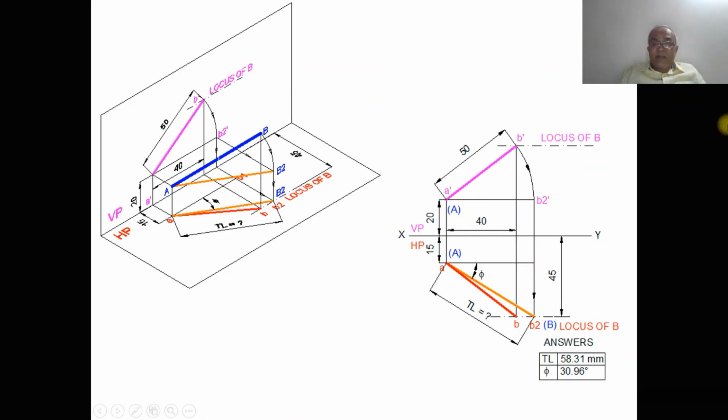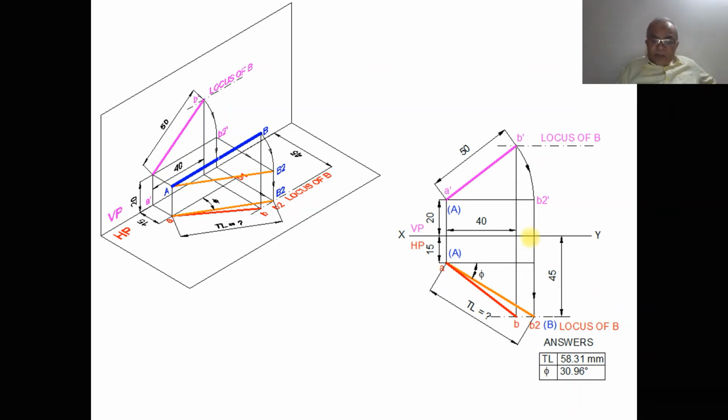Since it is parallel to the XY line in the front view, from A dash you draw a vertical projector. You have A here. From B2 dash, you draw a vertical projector such that it cuts the locus of B in the top view. As we know, this line is parallel to the XY line in the front view, its corresponding line, which is capital A and capital B, is also represented by B2. So this is how you will be able to analyze this problem stepwise.